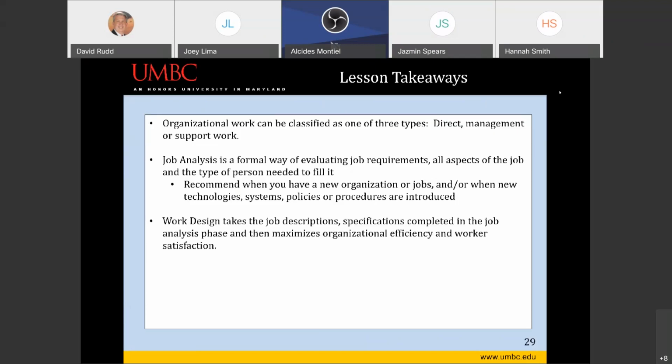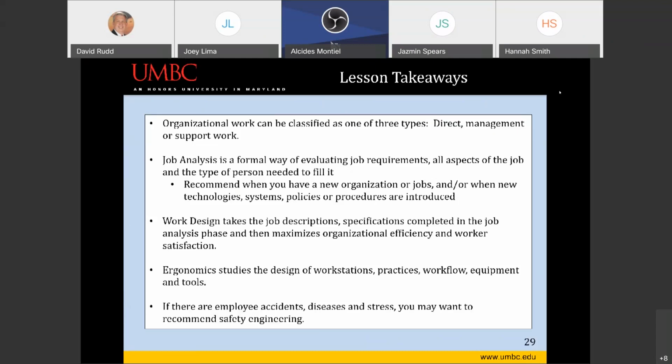Work design then takes the job descriptions and specifications that you completed in the job analysis phase, and maximizes organizational efficiency and worker satisfaction. We talked about ergonomics, studying the design of workstations, practice, and workflow. And if there are employee accidents, disease, or stress, you may want to recommend safety engineering.